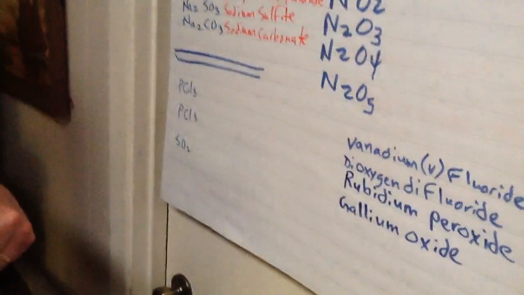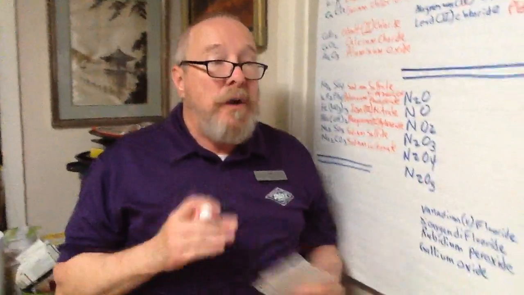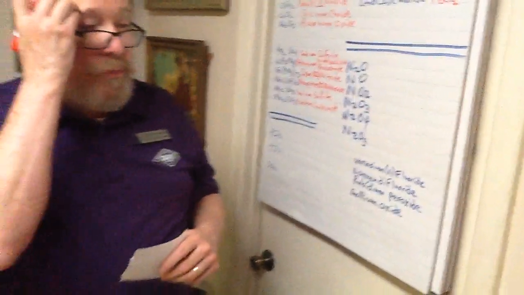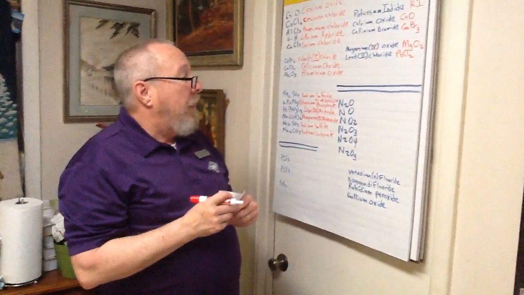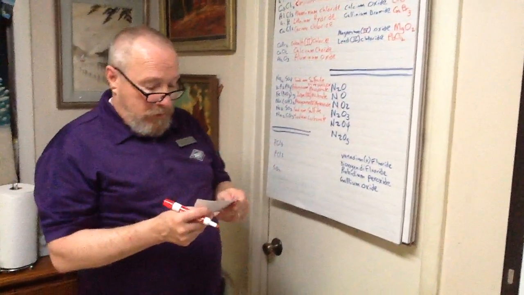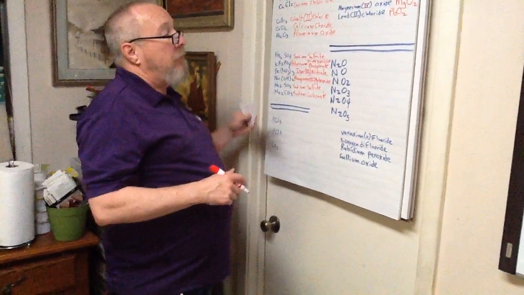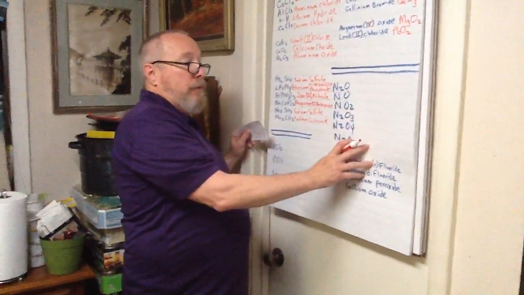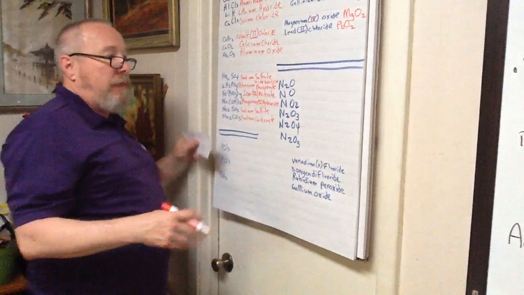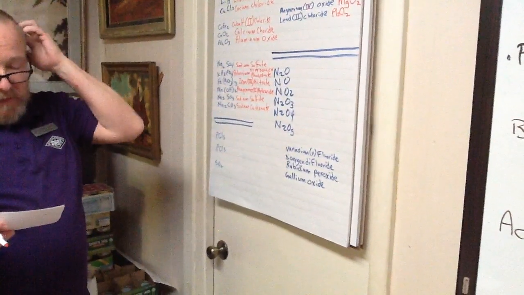So, that's it for the binary ionic compounds. Let's talk about binary covalent compounds, where we have things held together by covalent bonds. And your book has, and your PowerPoint has a nice table with a bunch of nitrogen compounds. And I'm just going to go through and name them and show you some rules for naming binary covalent compounds.